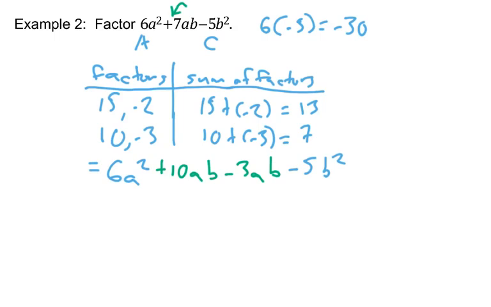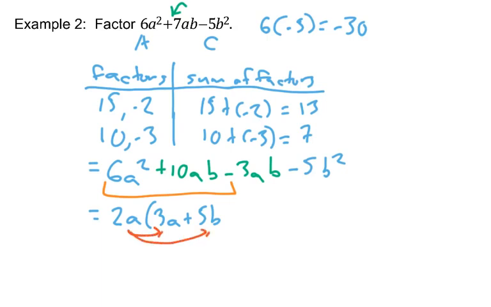Group the first 2 terms and ask yourself, is there a common factor between those terms? And I think there is. If you look closely, 2 goes into both 6 and 10, and there's an a in both, so I believe I could factor out a 2a, and I would be left with a 3a and a 5b, because 2a times 3a is 6a squared, and 2a times 5b is 10ab.